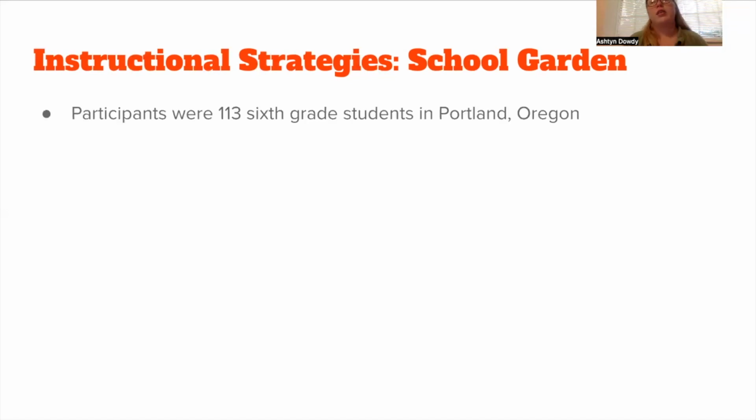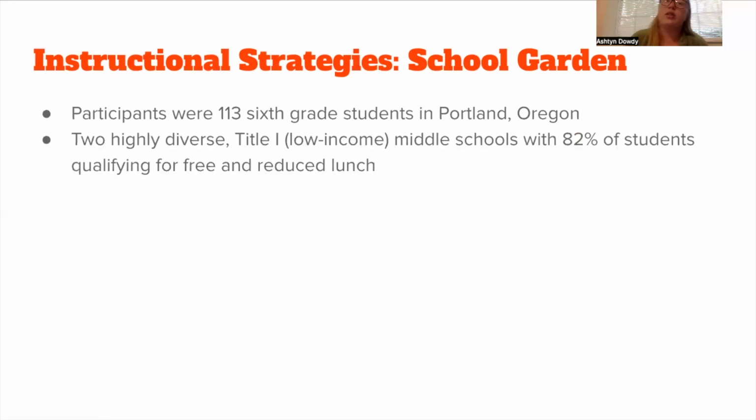So this study looks at low-income students at a school in Portland, Oregon. It focused on 113 sixth grade students in Portland, Oregon. They were all from a Title I or low income middle school, and 82% of the students that participated in the study qualified for free and reduced lunch. So again, a fairly low income school here.